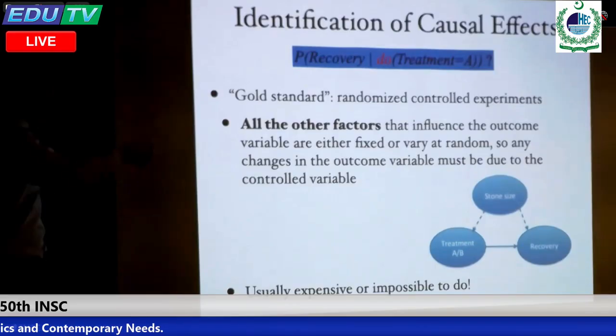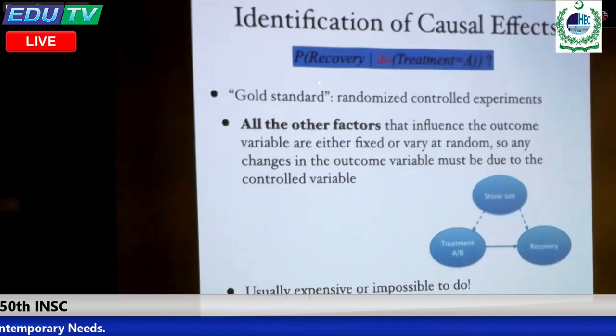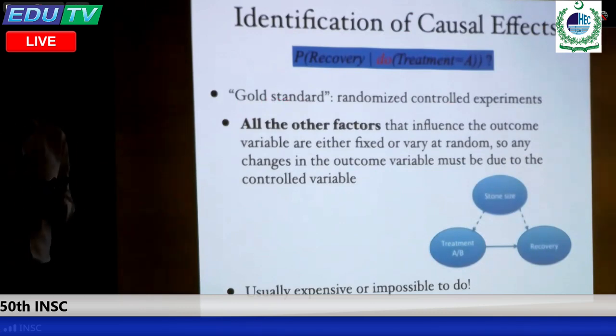So this quantity is known as causal effect. Very often it's also called treatment effect, because it's the effect of treatment on recovery. It's just a probability involving interventions. The classical way to find the causal effect is to do randomized controlled experiments.